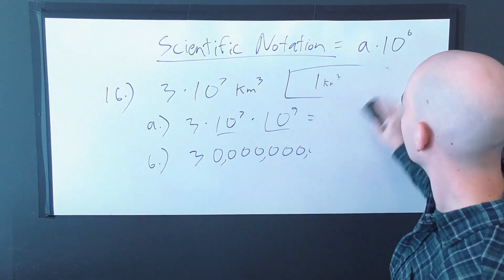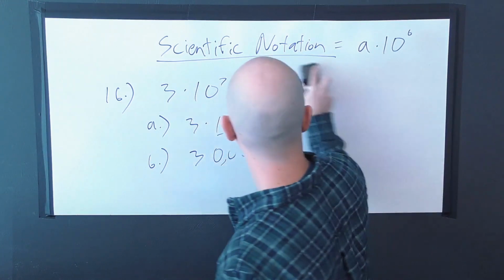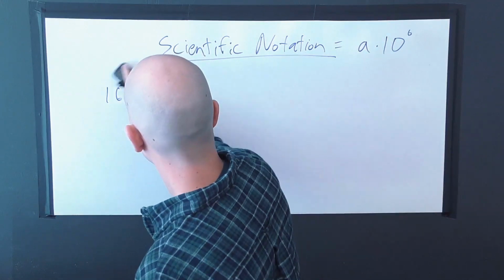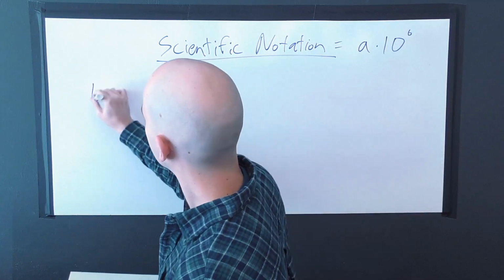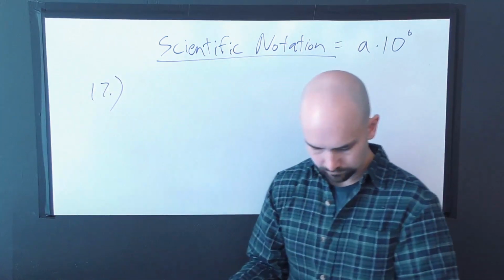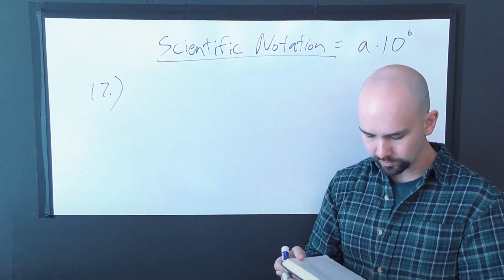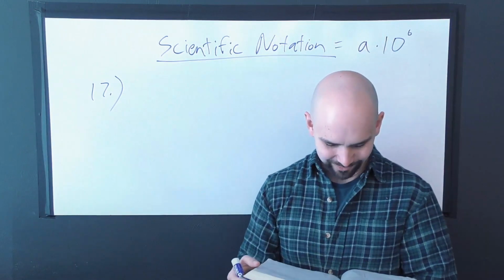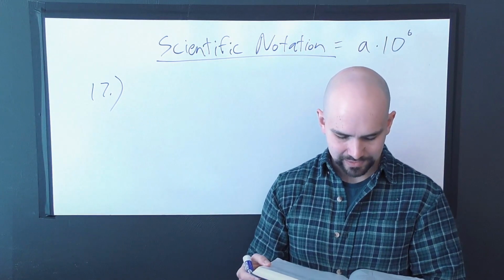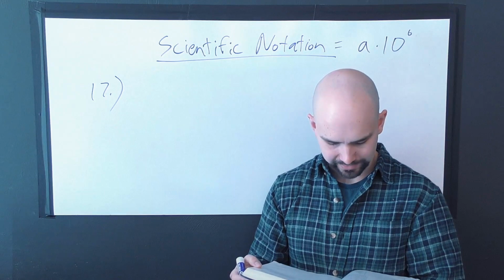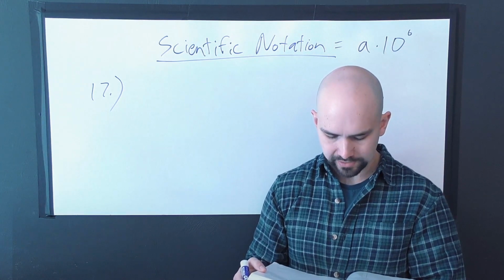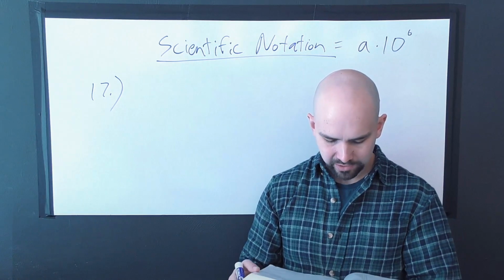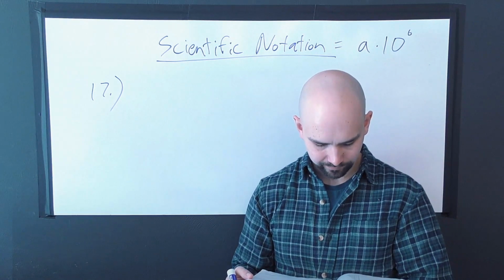Finally, let's do number 17. All right, the fastest camera in the world, back then, when they wrote this book, is capable of taking 600 million pictures per second. That's kind of amazing. There are 3,600 seconds in an hour. Write each of these numbers in scientific notation.